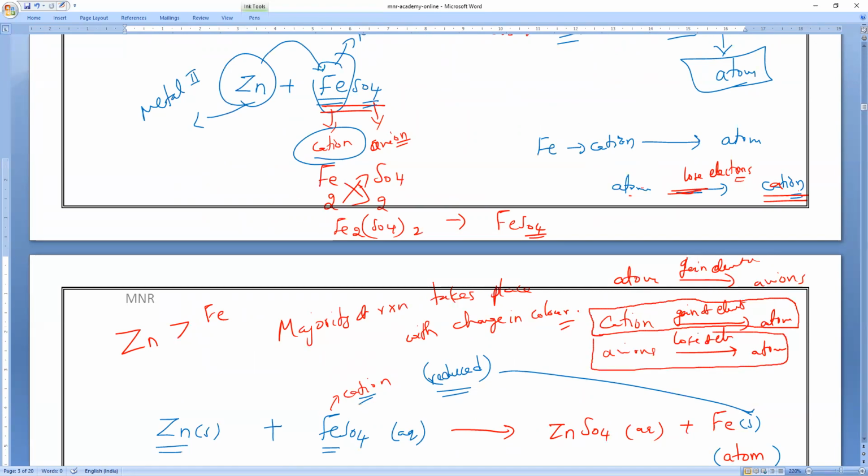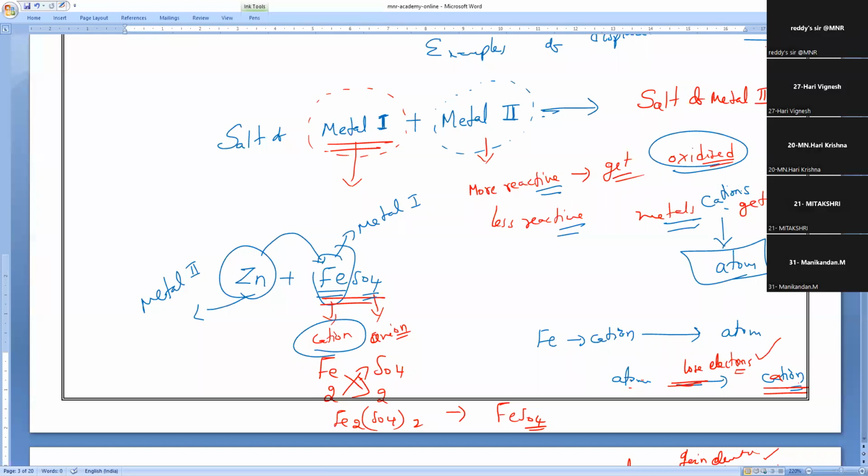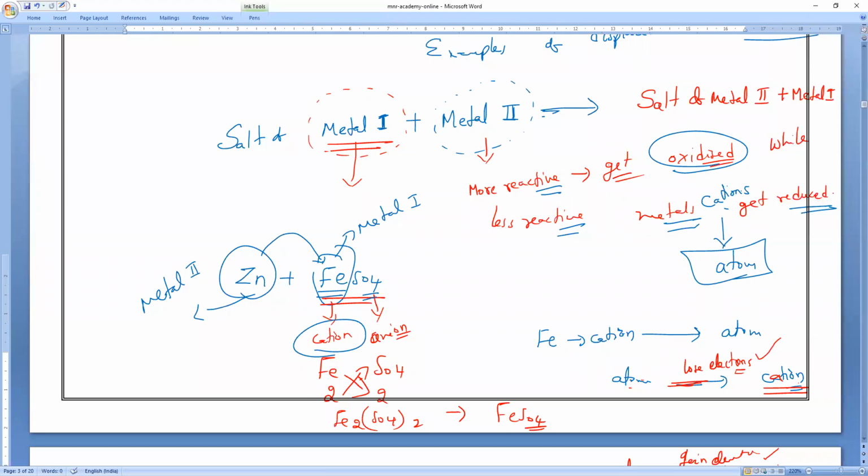Anion turning into atom will lose electrons. Atom converting into cation is by loss of electrons, and atom converting into anion is by gain of electrons. Reverse process, guys. Please learn this. Very, very important. So here you have to remember: the more reactive metal gets oxidized, while metal cations get reduced. That is what you have to remember.